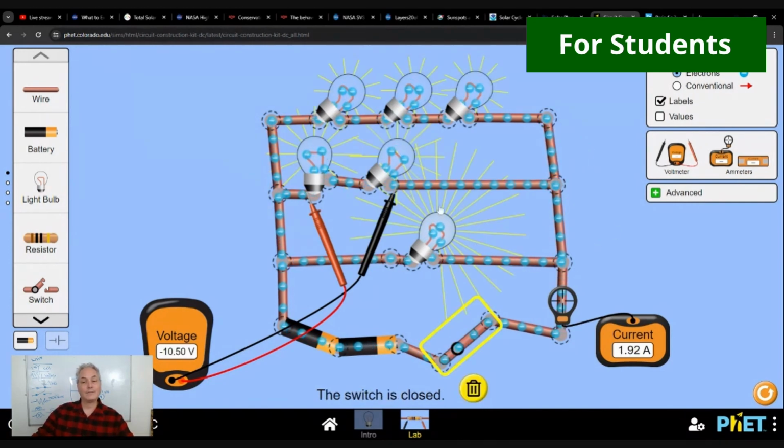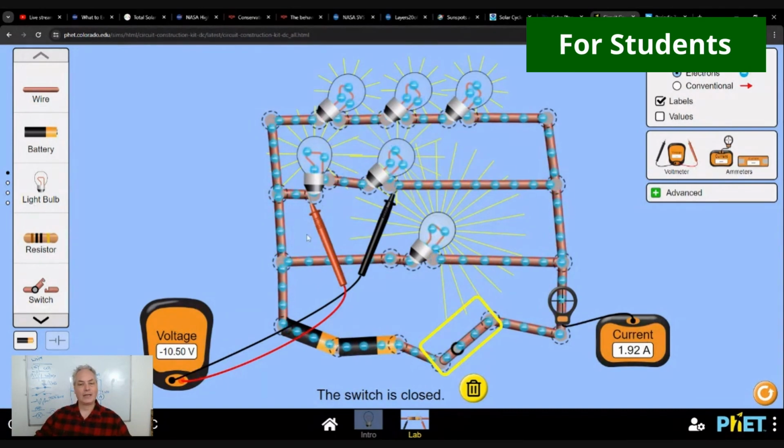And what do I have? I have my three branches here. The first branch has a bright light bulb. In this one, I have two dimmer light bulbs. And here I have three bulbs. And as you notice, the three bulbs are very dim.